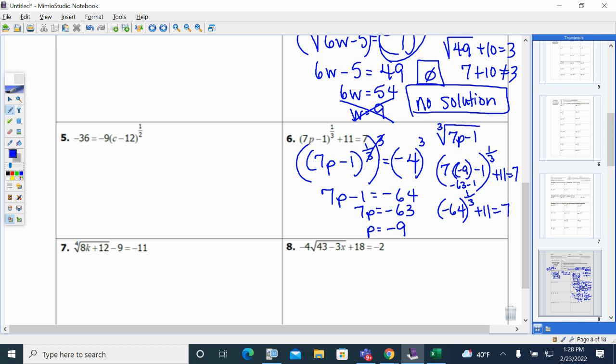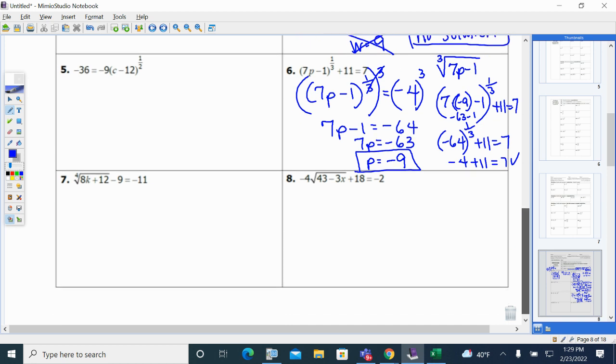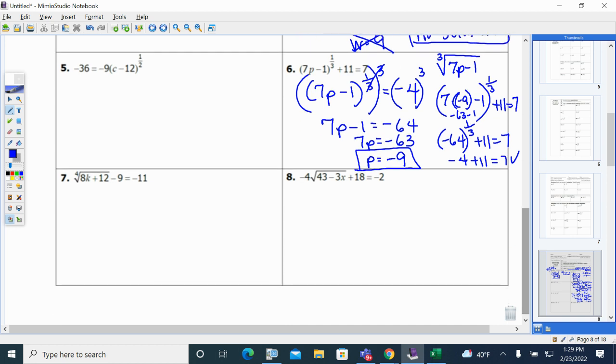Well, remember that 1/3 means the cube root. The cube root of negative 64 is negative 4 plus 11. Is that equal to 7? And it is. It does check out. So p does equal negative 9. So back on number 5, you would divide by the negative 9 first. And again, that c minus 12 to the 1/2 power is the same thing as a square root. So then you would square both sides.